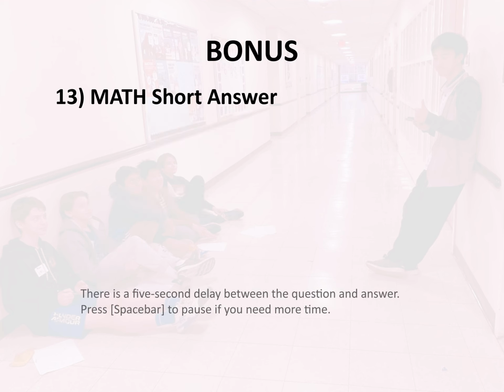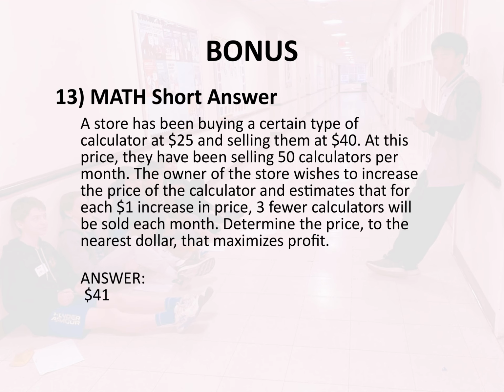Bonus 13. Math. Short answer. A store has been buying a certain type of calculator at $25 and selling them at $40. At this price, they have been selling 50 calculators per month. The owner of the store wishes to increase the price of the calculator and estimates that for each $1 increase in price, 3 fewer calculators will be sold each month. Determine the price, to the nearest dollar, that maximizes profit. Answer, $41.